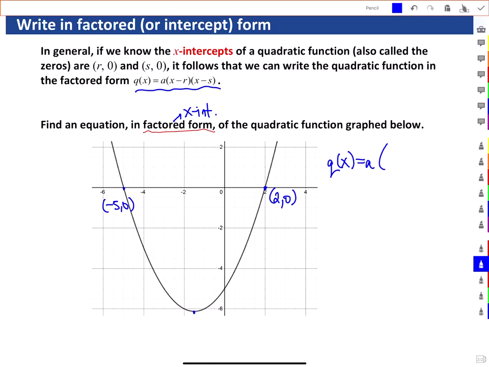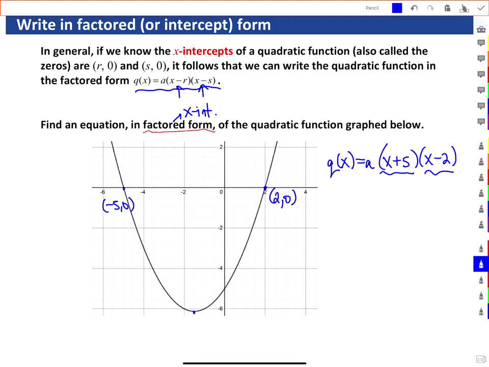So a times x, and these have negatives built in with the x's, so remember that means you're going to have to switch the signs. So x minus negative 5 is going to end up being x plus 5, and then x minus 2. These make sense because if you set these factors individually equal to 0, you end up with those x-intercepts. That's always a way you can double check yourself. I know sometimes changing signs gets confusing.